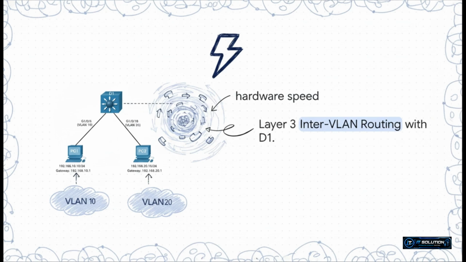Instead of sending traffic all the way out of the switch, up a cable to a router, and back down again, this multi-layer switch handles all the routing internally. It uses these things called switched virtual interfaces, or SVIs. As you can see, they act as the default gateways for the PCs on their respective VLANs. The routing is actually happening at hardware speed, right there on the silicon of the switch itself. It is incredibly fast and highly scalable.